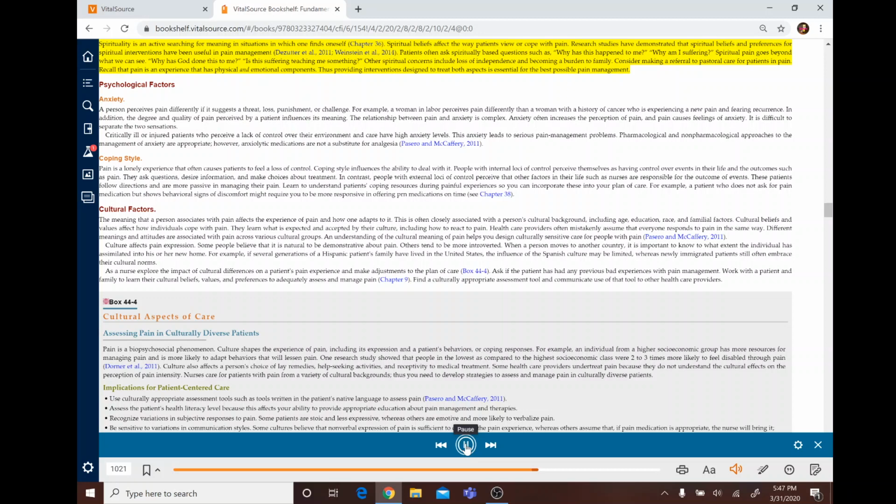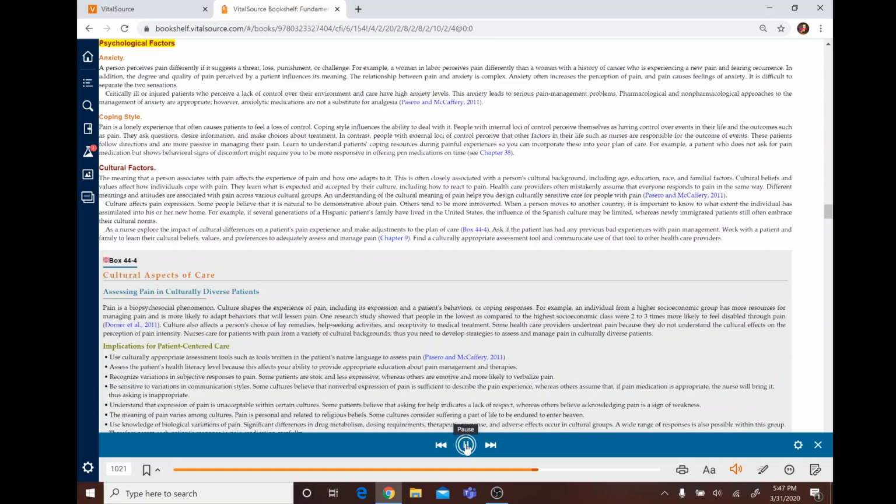Patients often ask spiritually based questions such as, why has this happened to me? Why am I suffering? Spiritual pain goes beyond what we can see. Why has God done this to me? Is this suffering teaching me something? Other spiritual concerns include loss of independence and becoming a burden to family. Consider making a referral to pastoral care for patients in pain. Recall that pain is an experience that has physical and emotional components. Thus, providing interventions designed to treat both aspects is essential for the best possible pain management.